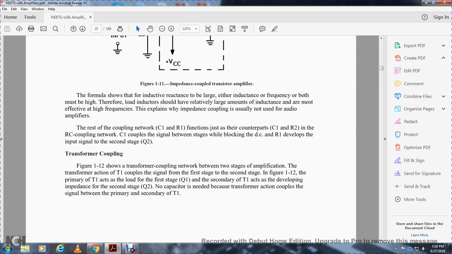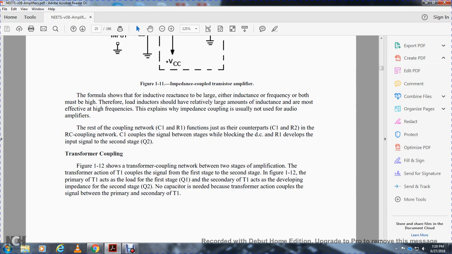Transformer coupling. Figure 112 shows the transformer coupling network between two stages of amplification. The transformer acts as the coupling, with the T1 winding coupling the signal from the first stage to the second stage. The primary T1 winding acts as the load for the first stage transistor 1. The secondary develops the input signal for the second stage, transistor 2.